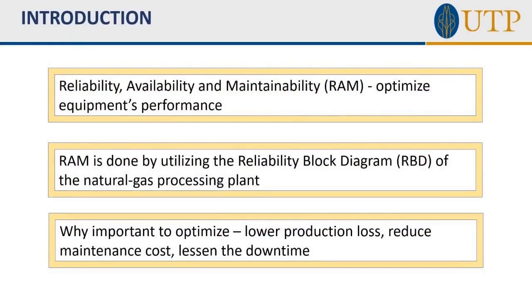A little bit of introduction regarding RAM analysis, which is usually used to optimize equipment's performance. Other than that, the RAM is done by utilizing the reliability block diagram of the natural gas processing plant to find the availability and reliability. Why is it important to optimize the equipment? This is to lower the production loss, reduce the maintenance cost, and also lessen the downtime, which will be very beneficial to the company.